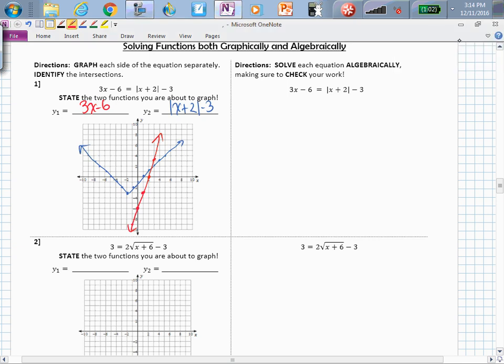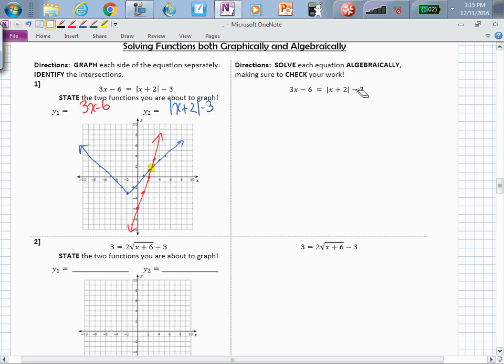Alright, so this is solving functions both graphically and algebraically. What is super important about this type of question is the graph is only here as a visual to give you an idea of what your answer should be. I'm looking at this and I can see that it's going to be somewhere between 2 and 3. I don't exactly know what it's going to be, so the algebraic aspect of it is going to show me what the answer is.